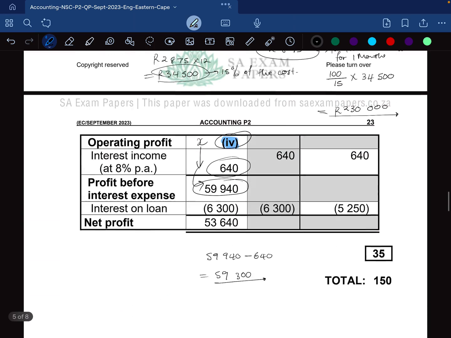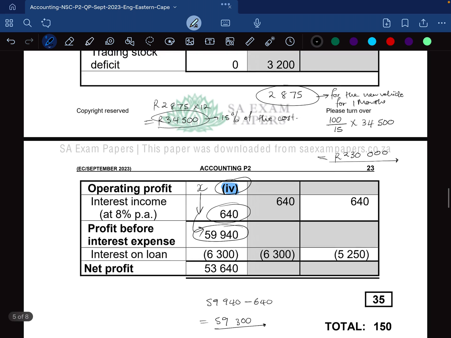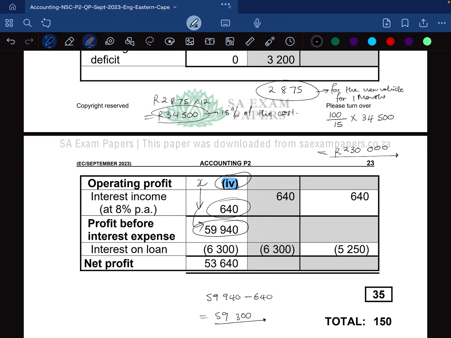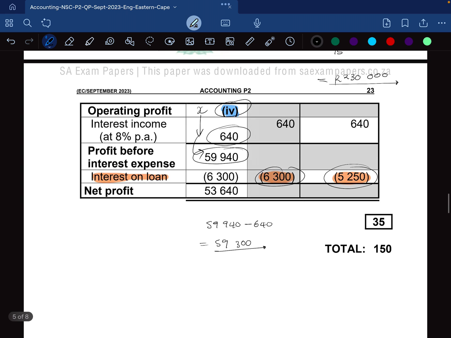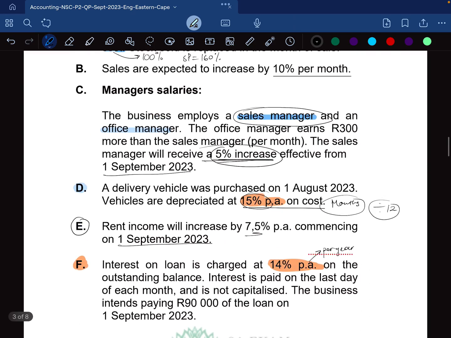Okay, let's just look at the information that we have. Alternatively, you could look at the interest on loan here. As you can see the differences between these two amounts, you could have simply subtracted the 5,250 from the 6,300. That would also give you 1,050. Let me just ensure that it would give the same answer. Yes, so you would just subtract the 5,250 from 6,300, and that would be the saving on interest.